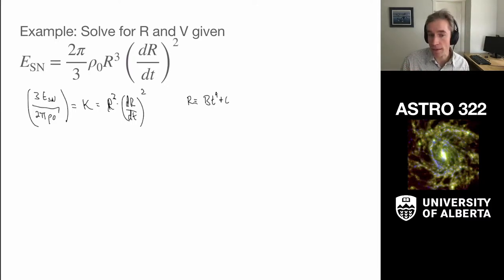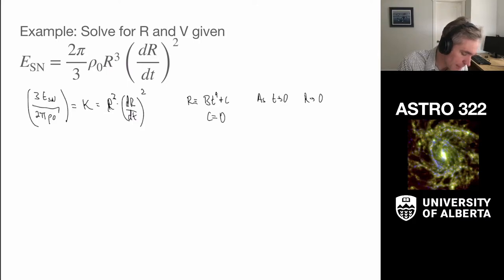And we want to try the solution and find out the values of A, B, and C so that we get a valid expression for the supernova. And we can do one really quick, which is as T goes to zero, we also know that the radius has to go to zero. Basically, that means that the supernova explosion started at r equals zero, and as such, that implies that C must be equal to zero. So we can just drop the constant right off of here.